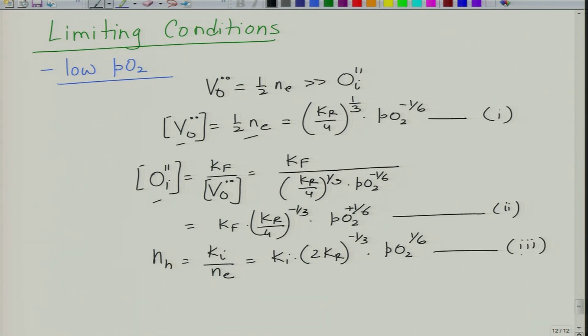And what is the limiting condition? Limiting condition is VO is a lot greater than OI. VO is a lot greater than OI. So, we know the expression for VO, we know the expression for OI, and from this you can get what should be the PO2.